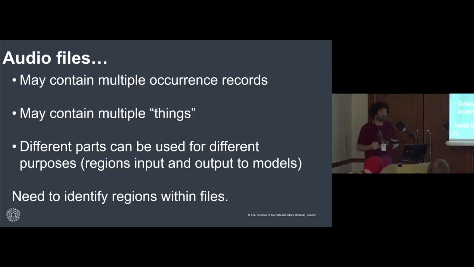Coming more towards audiovisual core, audio files can contain lots of things. They can contain many species, sometimes overlapping. Things which aren't species, like road noise, aeroplanes, people talking, the weather, all have an impact on the soundscape. And these different parts can be used for different purposes.